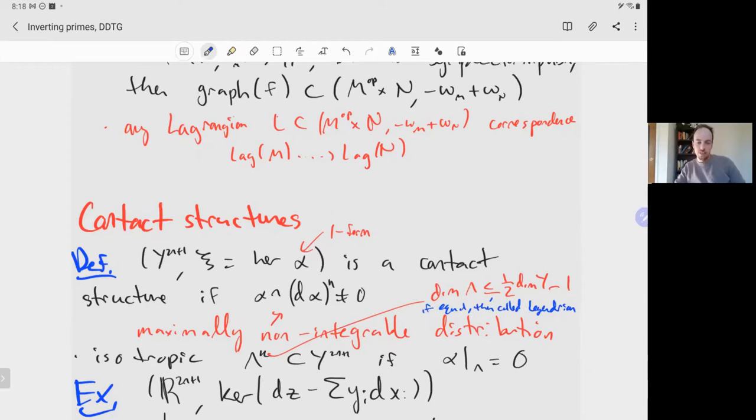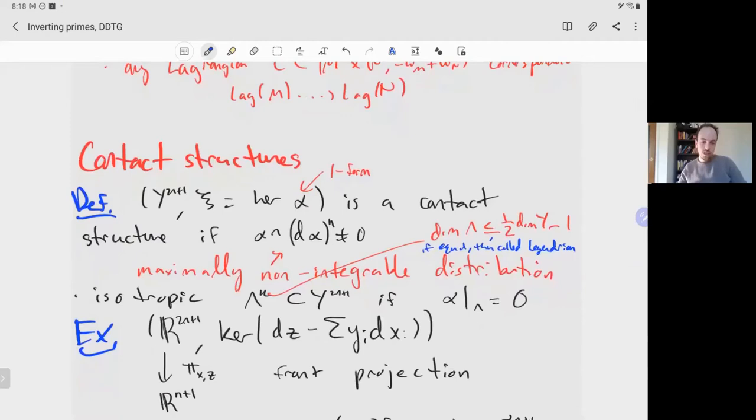Okay, so what's an example of a contact structure? Well, an example is R^(2n+1) with the distribution given by the kernel of dz minus the sum of y_i dx_i. And again, any contact structure actually locally has this form. This contact structure has what's called a front projection to its x and z coordinates. Here we have x, y, and z. There's one z coordinate, and there are x and y coordinates. So you just project to the x and z coordinates.